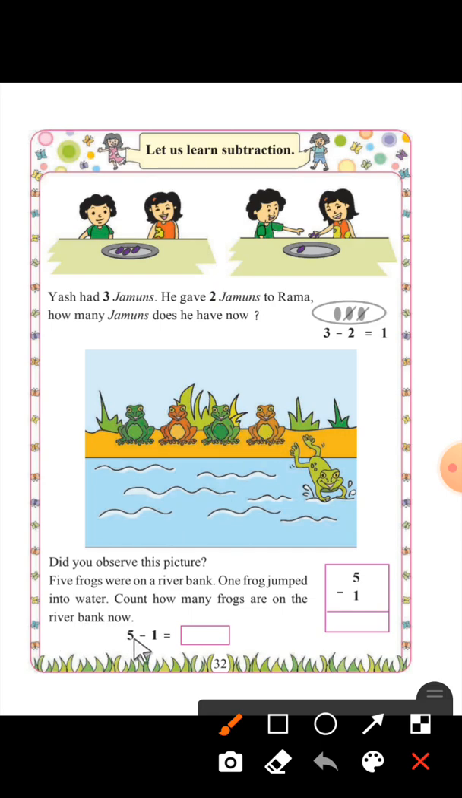See, 5 minus 1. 5 frogs were there, minus 1. One frog jumped into water. So how many frogs will be there on the river bank? 4. So your answer will be 4. 5 minus 1 is equal to 4.